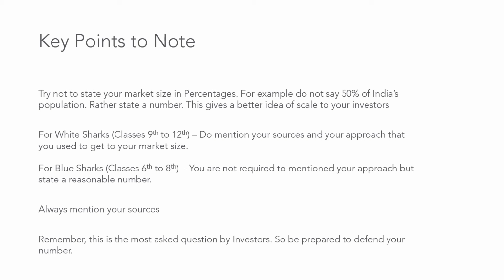For white sharks, classes 9 to 12, do mention your sources and the approach that you used to get to your market size. For blue sharks, classes 6 to 8, you're not required to mention your approach but state a reasonable number. Do not forget to mention your sources. Remember, this is the most scrutinized and heavily questioned slide by investors since it directly ties with the evaluation of your company. So be prepared to defend your number.